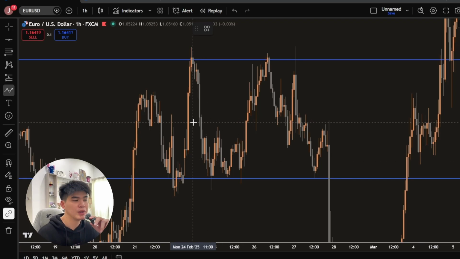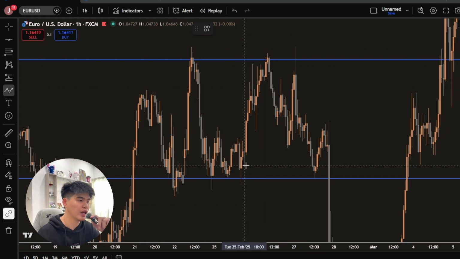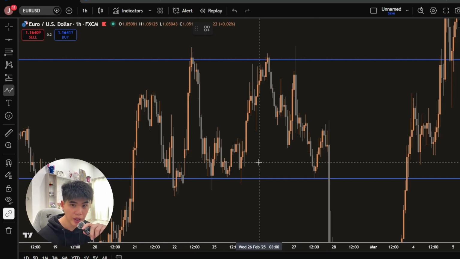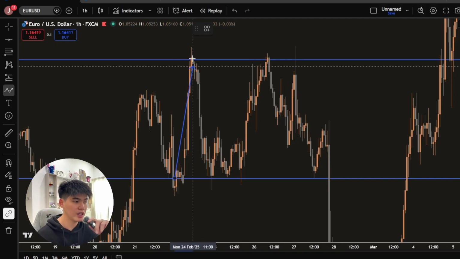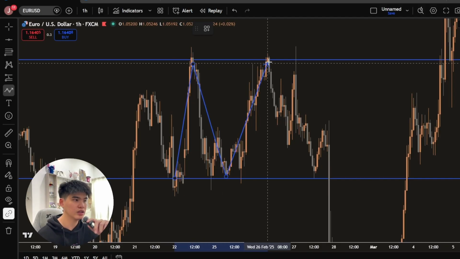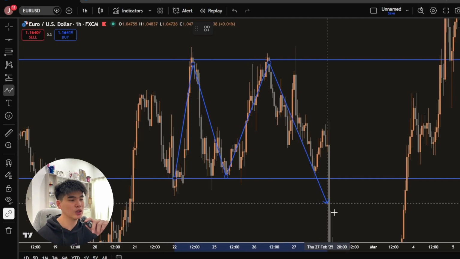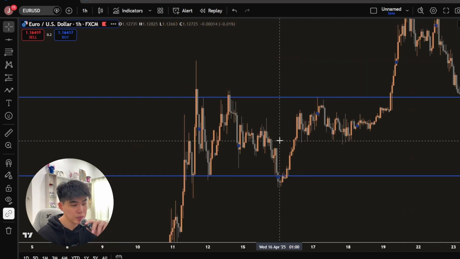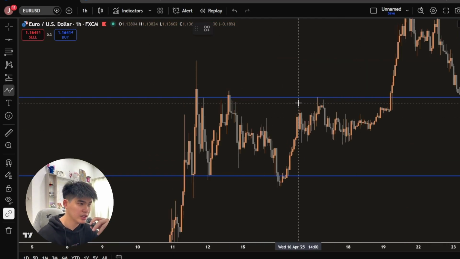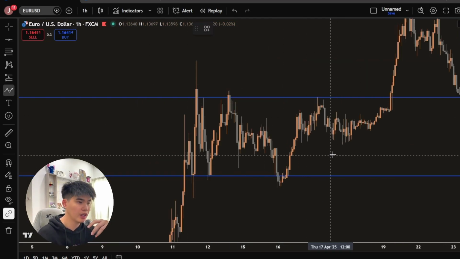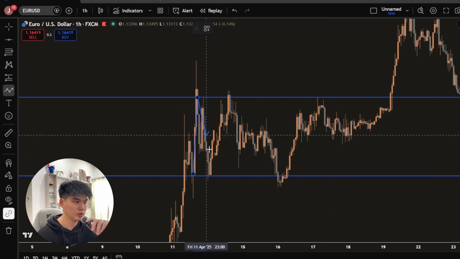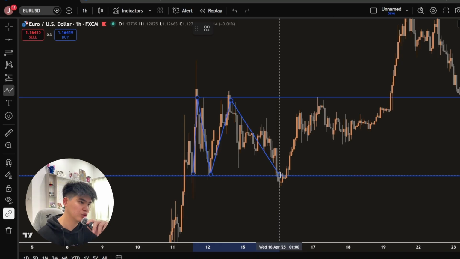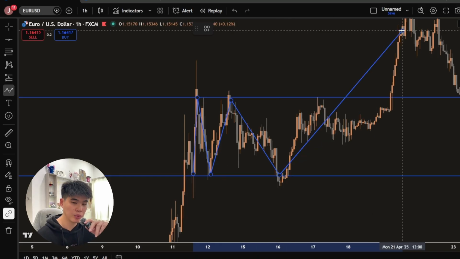The floor and the ceiling itself represent your support and resistance. So for example, we have our ceiling here, we have our floor here, and what is price doing in this ceiling and floor? It is basically moving from point A to B to C to D until it is broken. And another example here, we have our ceiling, we have our floor, and price is moving in between the range from point A to B to C to D to E until it is broken.